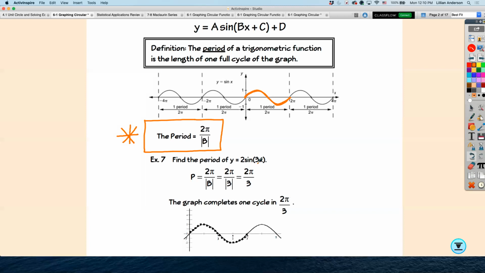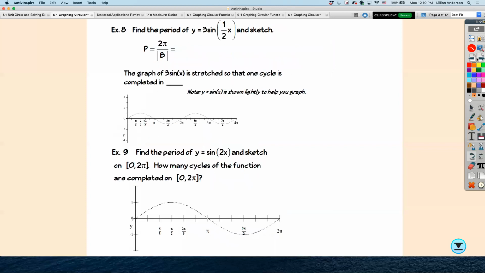So here, the value of b is 3. So my new period is now 2 pi over 3, which means the graph will complete one full cycle between 0 and 2 pi over 3, as you guys should be able to see in this picture. Not only does it have a period of 2 pi over 3, but it's also been vertically stretched by a factor of 2. Okay? But that 2 affects your y's, the 3 affects your x's.